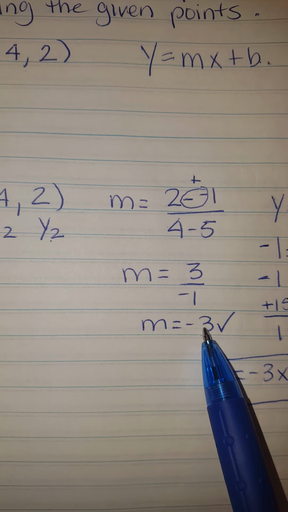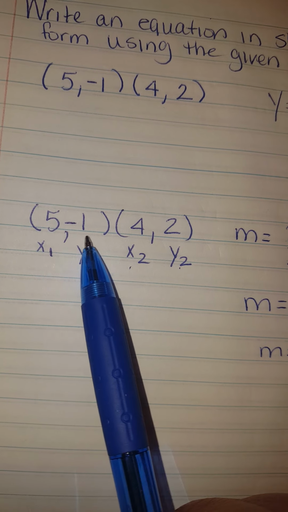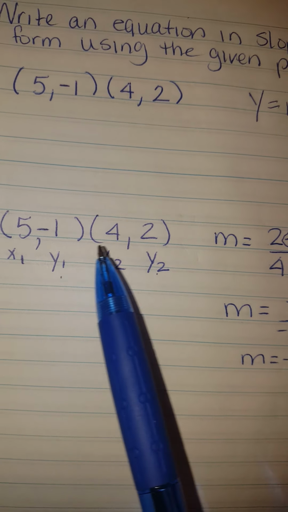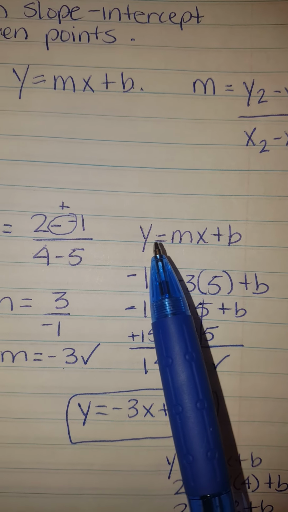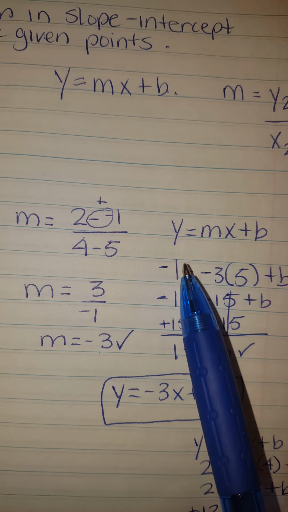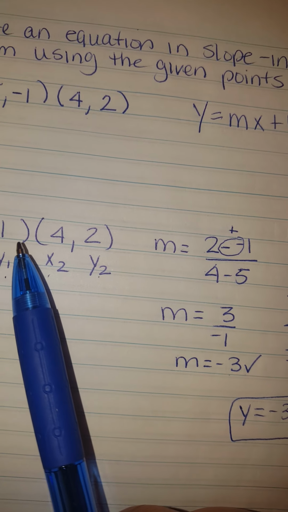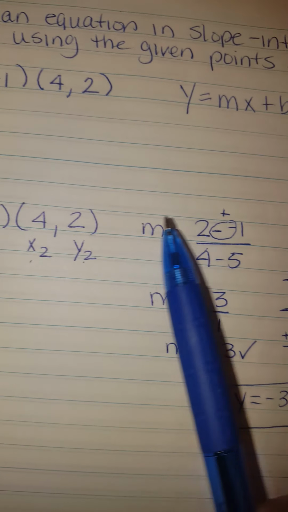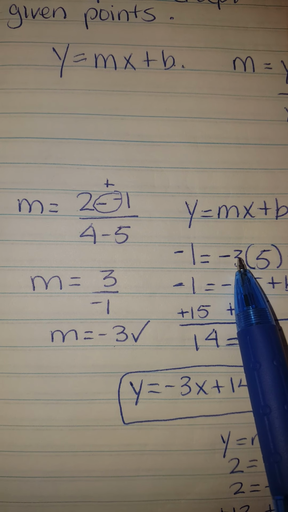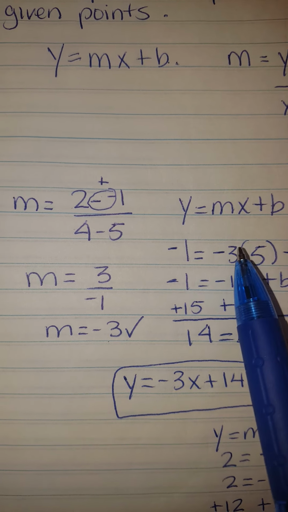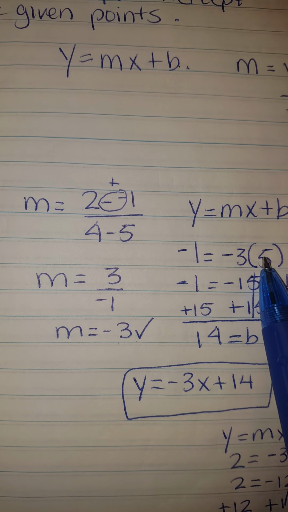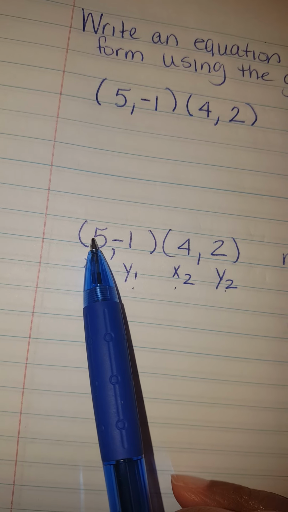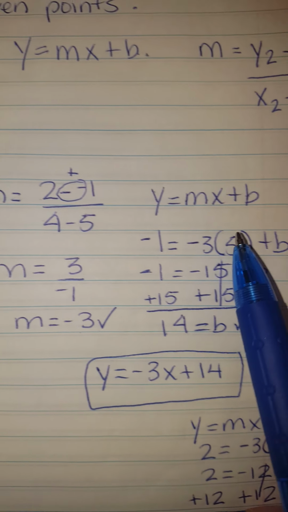Now that I have my slope, I'm going to take my first point to find my y-intercept. And I did that right here. I replaced the y with -1, and that came from here. My slope is -3, and we found that. And my x I replaced with 5, and of course that came from here, the first point.